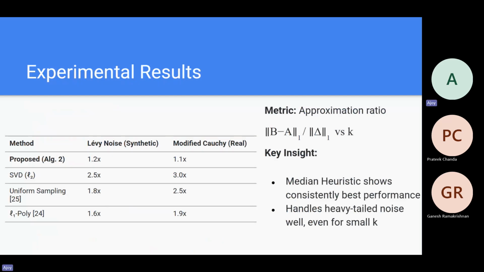So in our experimental results, the proposed algorithm 2 is performing better compared to the other algorithms, where the error under Levy noise is much less than the others, and also in real world data, the error under modified Cauchy is also less.